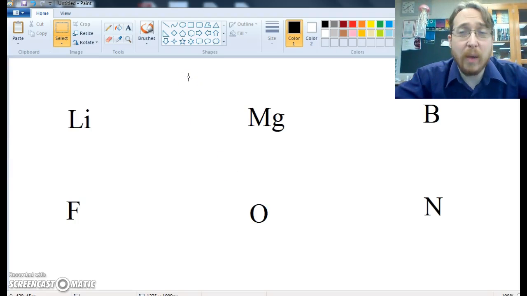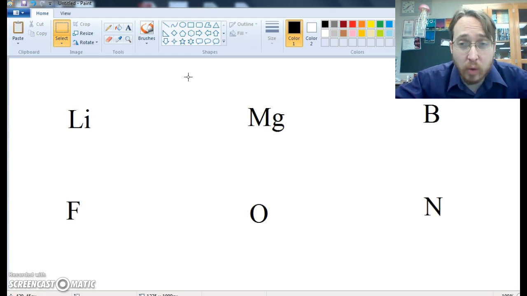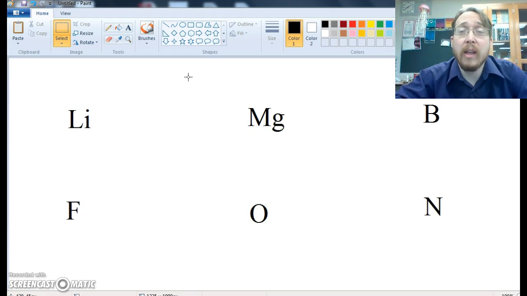Hello, General Chemistry. Today we will be looking at Lewis dot structures, and we're going to be looking at only Lewis dot structures for simple single atoms. Now, a Lewis dot structure is a pretty useful tool.